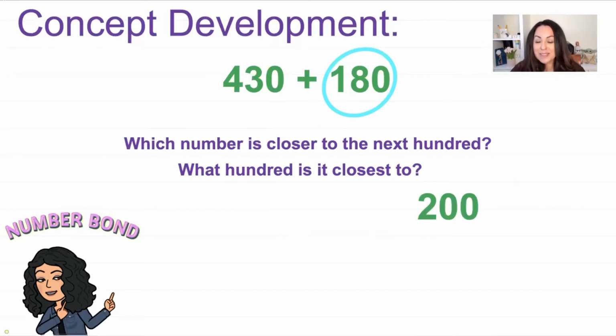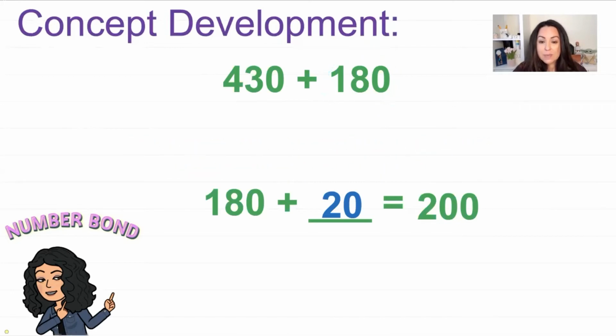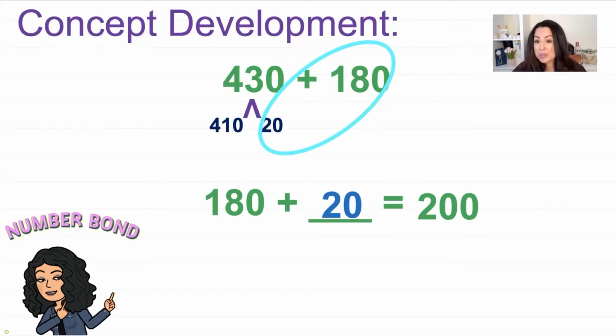It's closest to 200. So what I'm going to do is figure out how many I have to pull from the other number. So 180 plus blank is equal to 200. So I know that 8 tens plus 2 tens is equal to the next 100. So that's 20. So let's look at the other number that I have there, 430. Let's pull 20 out of there. If I pull that 20 out of there, I'm left with 410. And now I can put 180 and 20 together to make a new number sentence.